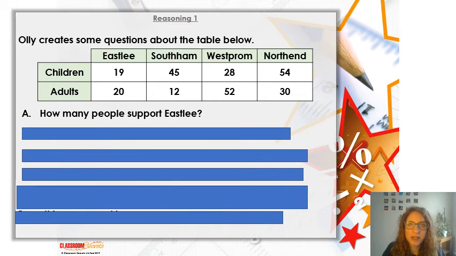Right, I am going to show you some questions about this table and I want you to have a go at them. So we've got the number of children and number of adults attending these different matches and the teams along the top. Okay, so the first one is how many people support Eastleigh. So you need to add these together. Adding the 2 columns, the children and the adults together. Like I say, I'm going to show you the questions and then we'll go through the answers afterwards. So keep your answers written down so you don't lose them.